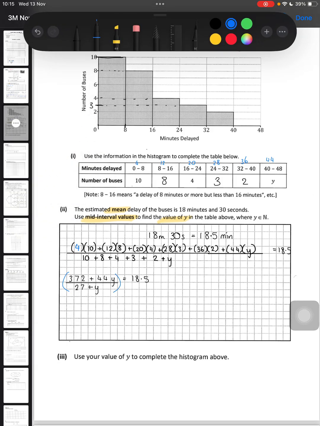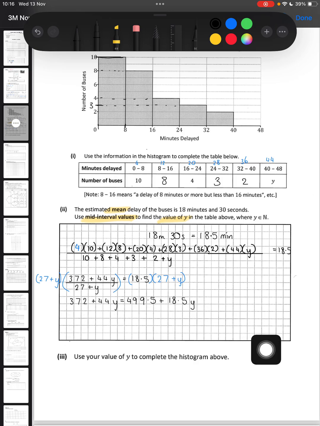So let's multiply across here by 27 plus y. Now it means I have to multiply the right hand side by 27 plus y as well. But it means now that I don't have fractions. I'm left with 372 plus 44y is, and then I have to do out that multiplication, so get your calculator. 18.5 times 27. Okay, so 499.5 plus 18.5y.